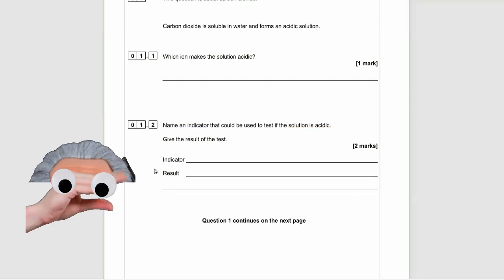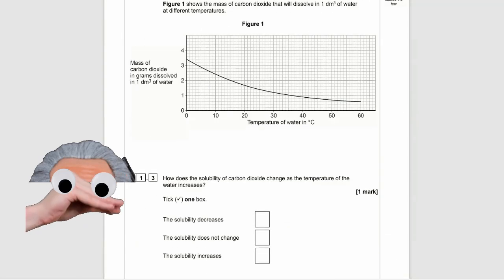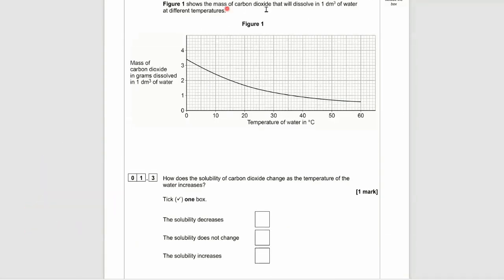That's the end of question 1.2. We're moving on. Make sure you pause the video and have a go at the question before each one. Figure 1 shows the mass of carbon dioxide that will dissolve in 1 decimeter cubed of water. So we've got mass of carbon dioxide on the left and temperature of water underneath. And you can see what's going on with the line there.